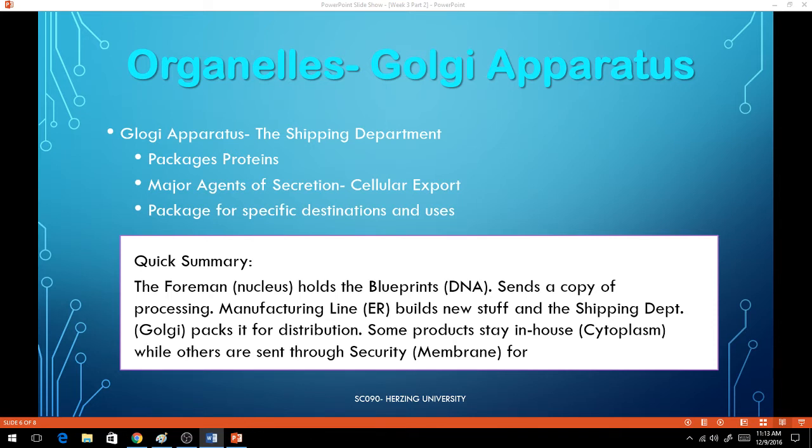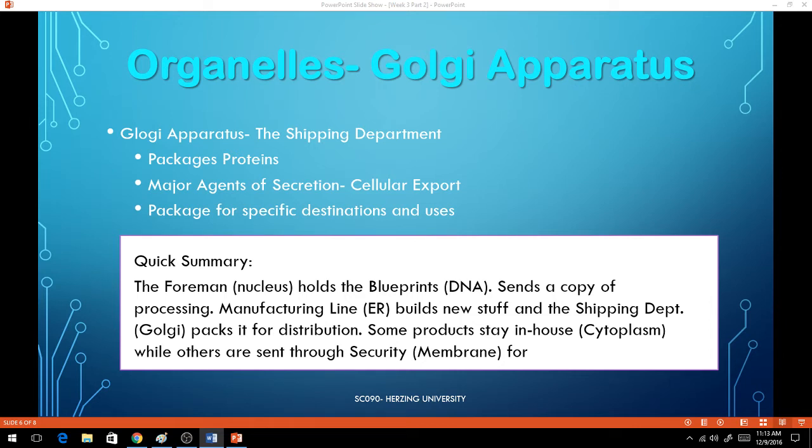Just like a proper shipping department, the Golgi apparatus knows what products are used internally and which ones are bundled up for export to another site. Some products are sent across the cell for use or conversion, while others are sent to the cellular membrane for release and transport. The Golgi apparatus is an educated shipper as it bundles different packages based on their final destination. See the slide for a quick review of the factory analogy.